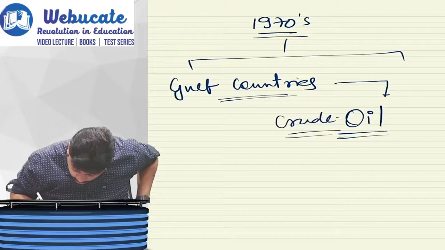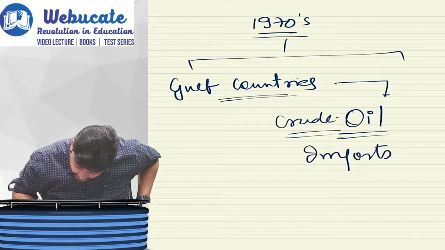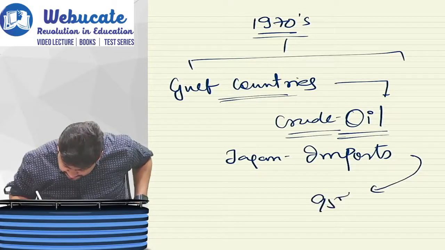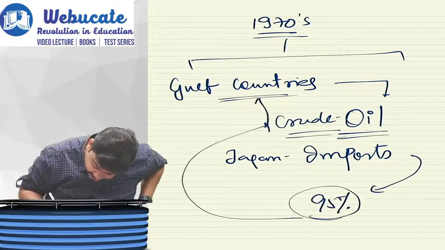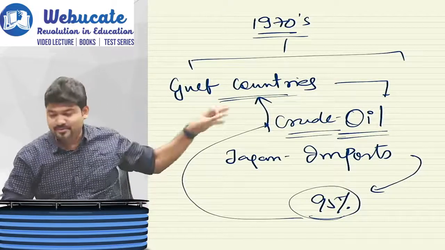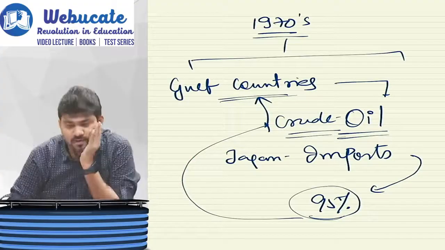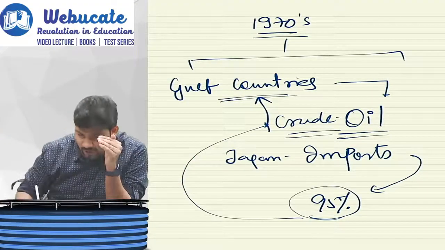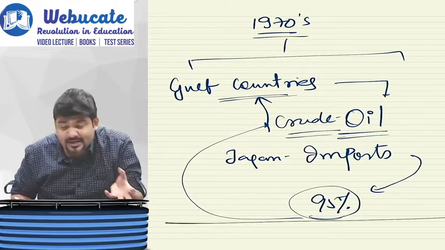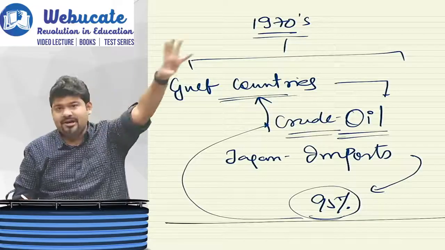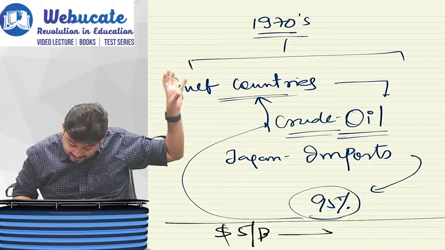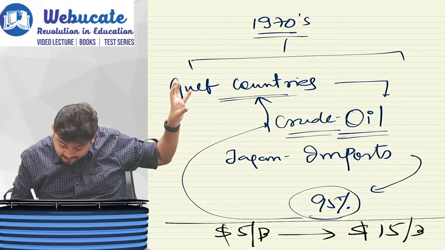And Japan imports approximately 95% of its crude oil requirements from Gulf countries. Now what happened in 1970 was that these Gulf countries started increasing the oil price. So say for example, if the oil price was $5 per barrel, they increased it to $15 per barrel.